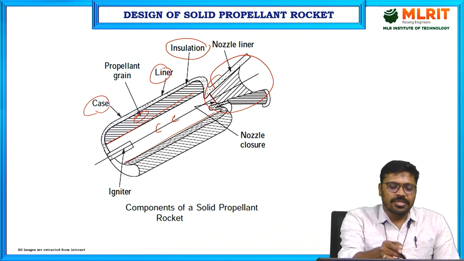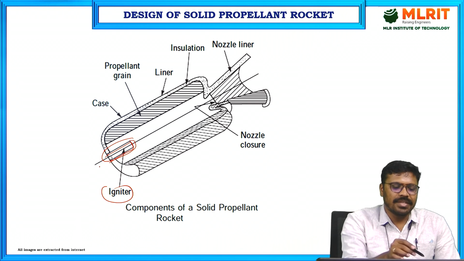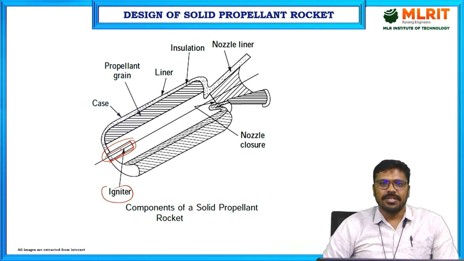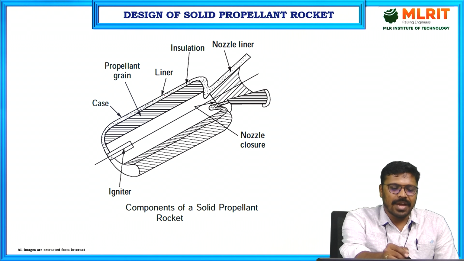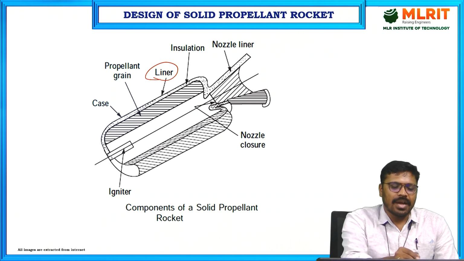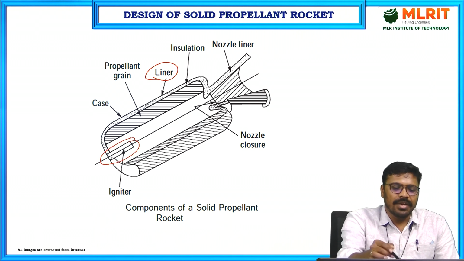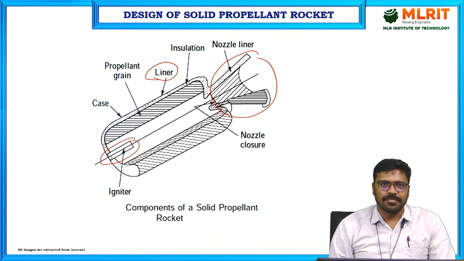To start the ignition process, we will have one igniter at the start. Here, this is your igniter. This igniter will consist of easily burnable mixtures. So this is about the design of a solid rocket motor. The propellant grain has an insulation layer, and it is attached to the rocket motor case with the help of a liner. There will be one igniter to start the burning, and it is attached to a nozzle to control the expansion of gases.